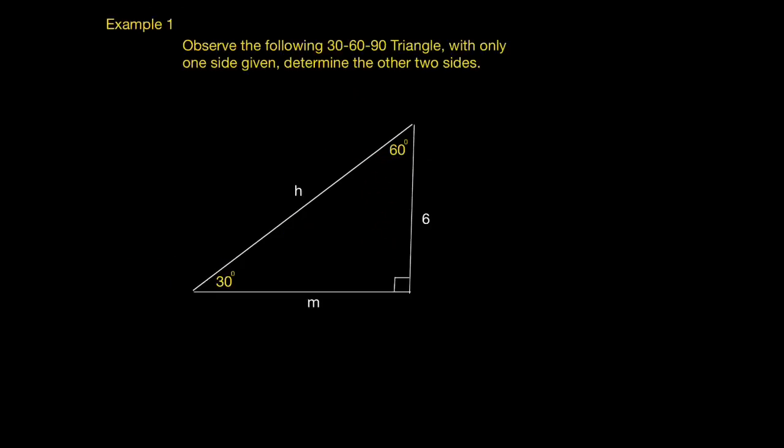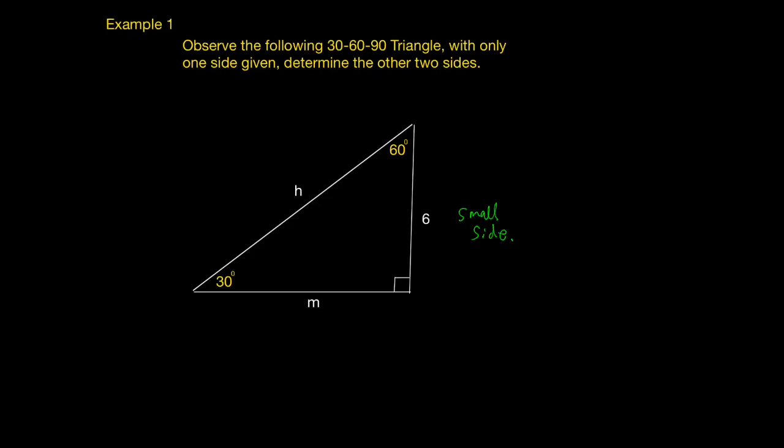So let's look at the first example. Observe the following 30-60-90 triangle with only one side given. So we are given 6 here. Now I have to determine the two other sides, H and M. Recall that the hypotenuse is always across from the 90-degree angle, which is why here I labeled it as H. And now we know, we just learned, that the middle side is always going to be across from the 60-degree angle. And we know that the smallest side is always going to be across from the 30-degree angle. So here we have the small side. The small side was given to us.